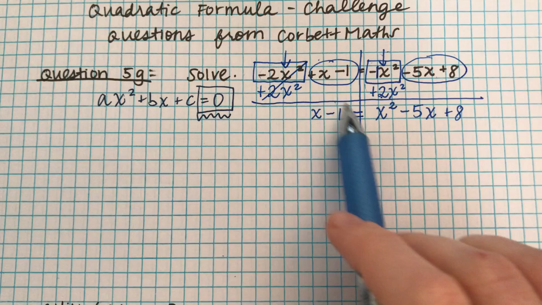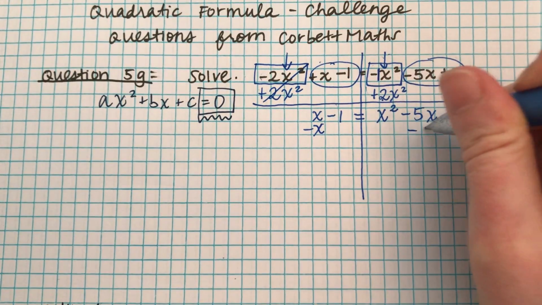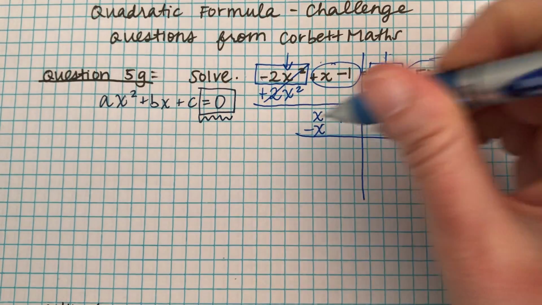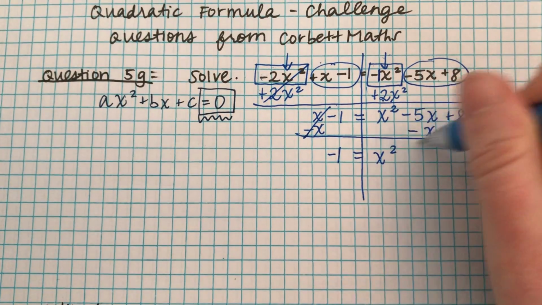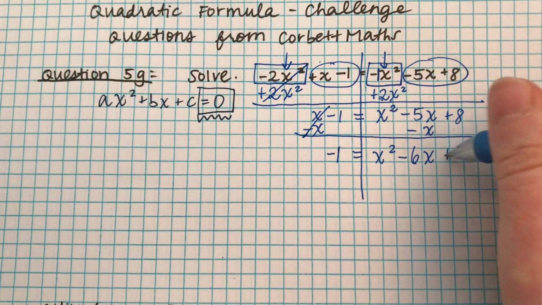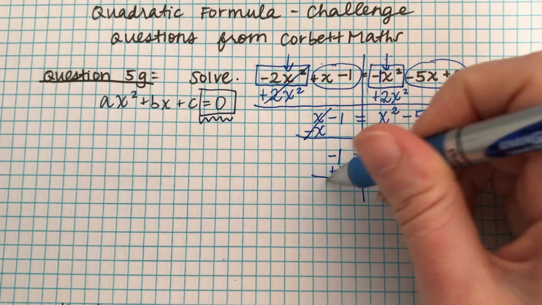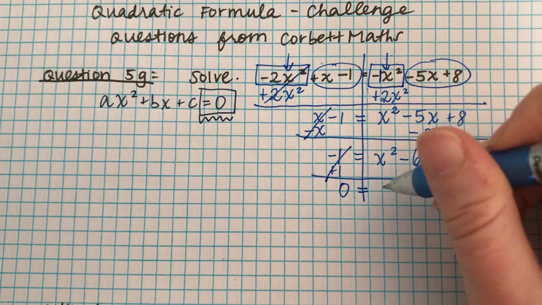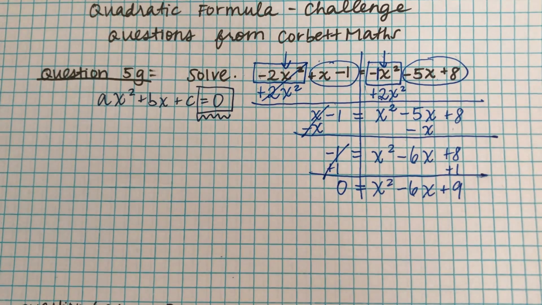I want to also move all of this to the other side as well. So I'm going to take away x first. Remember, x's go with x's. So I'm left with minus 1 equals x squared. This becomes minus 6x plus 8. And then the last thing I need to do is add 1 to both sides. This becomes 0 equals x squared minus 6x plus 9.